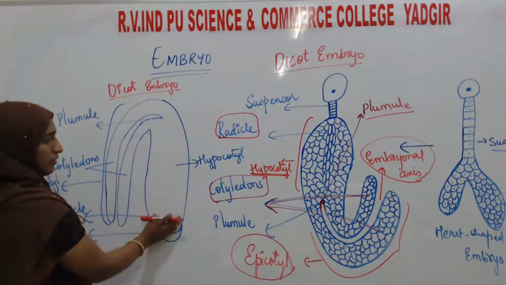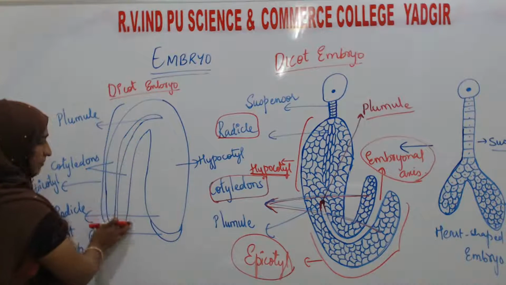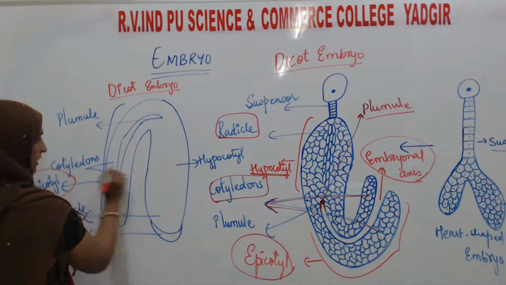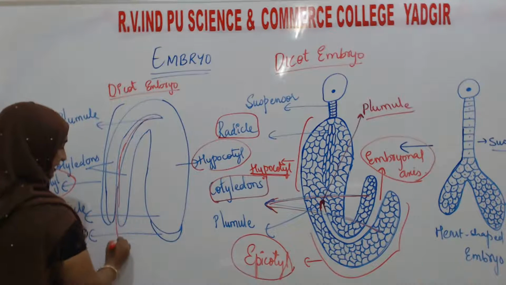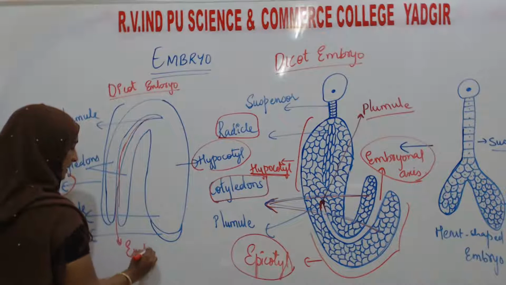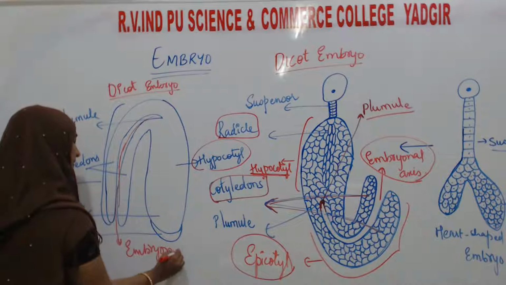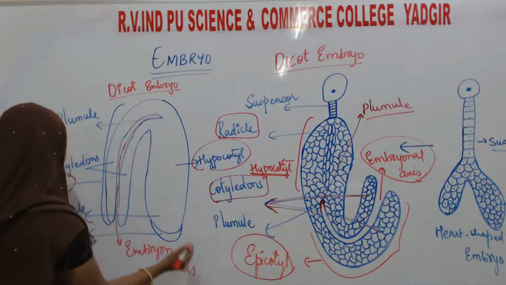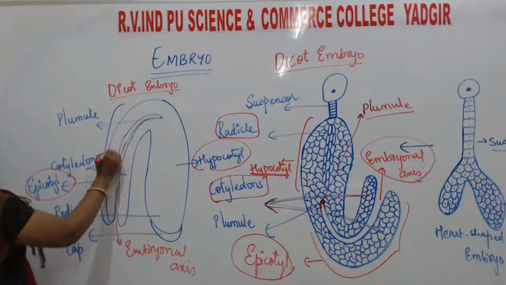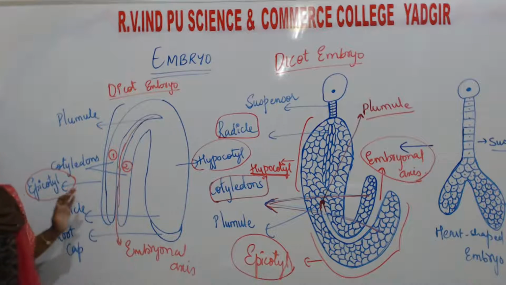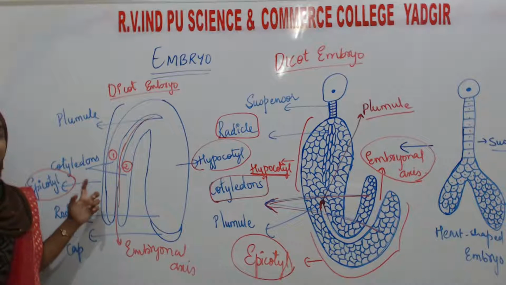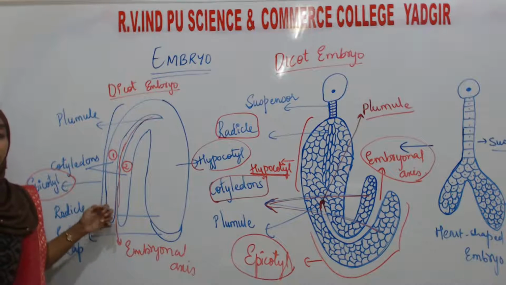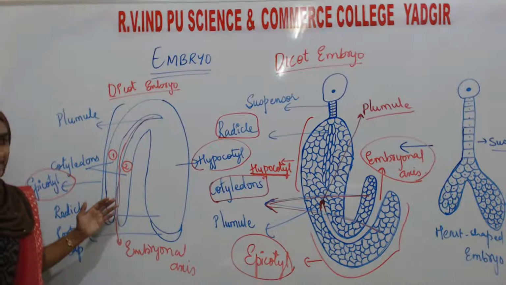So this is the hypocotyl region, and this is the epicotyl. See here, epicotyl, hypocotyl, and this axis is the embryonal axis. This axis will divide into cotyledon 1 and cotyledon 2, that is the two cotyledons. Cotyledons store the reserve food material.